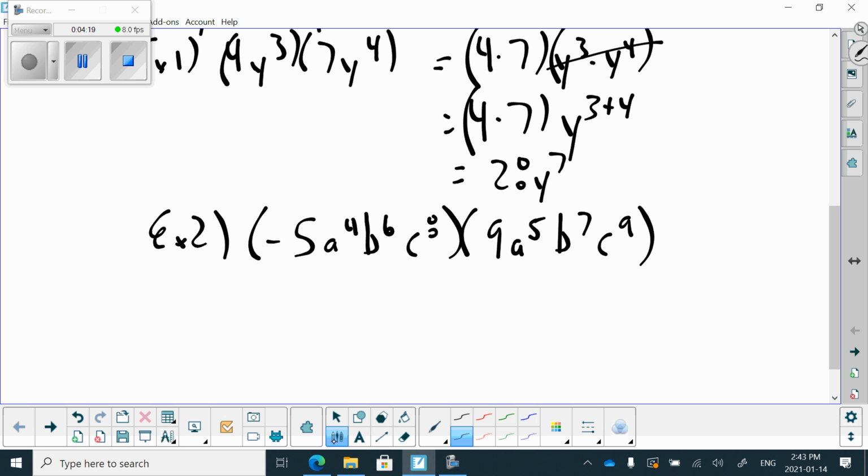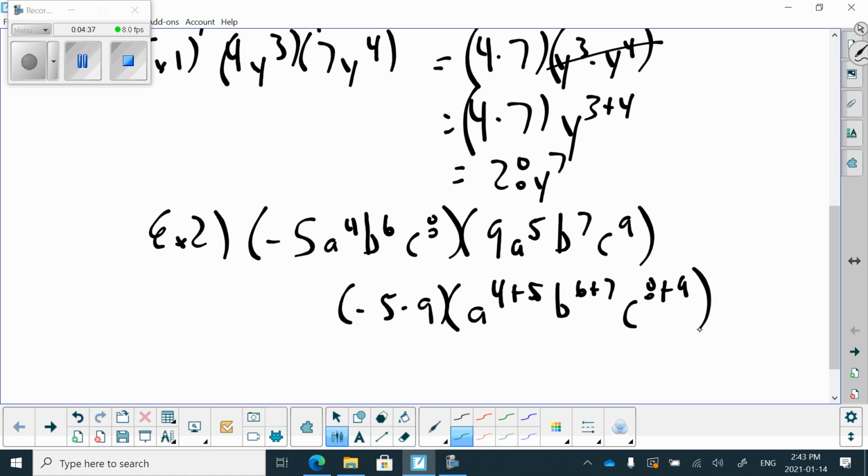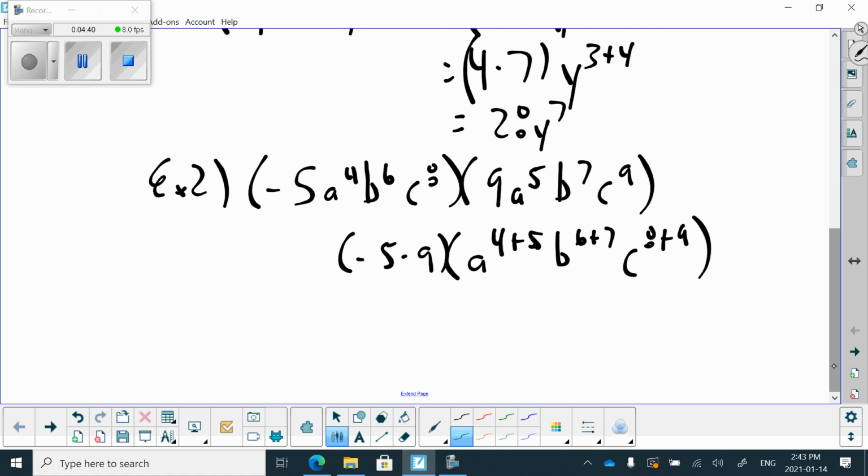Karen, yeah, in the back. Negative 5 times 9, yeah. And then a, 4 plus 5. Yep, b, 6 plus 7. And c, 8 plus 9. Yep. So we get negative 45, a to the 9th, b to the 13th, c to the 17th. Awesome. That's exactly it. Negative 45, a to the 9th, b to the 13th, c to the 17th.